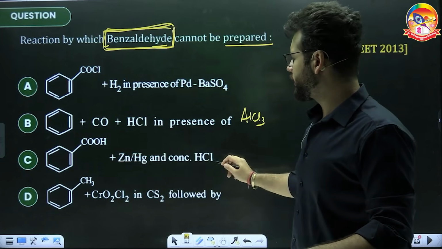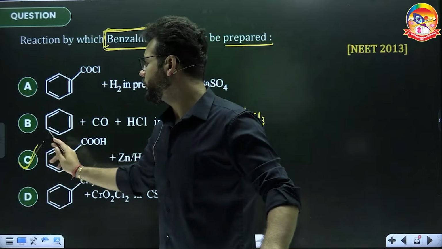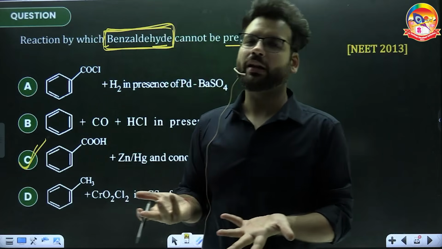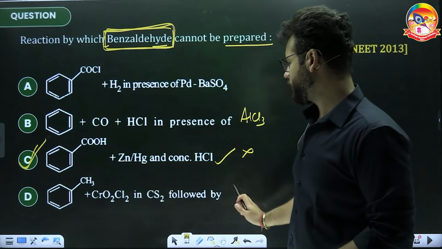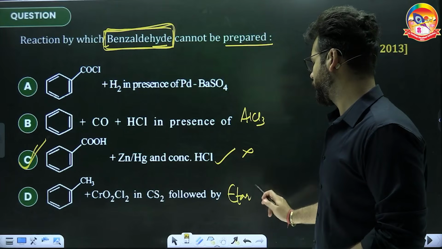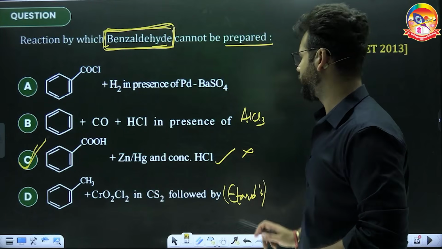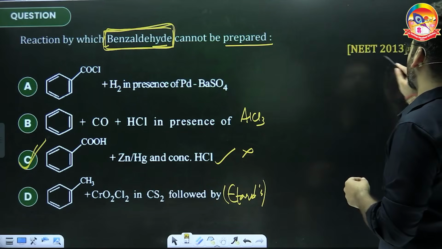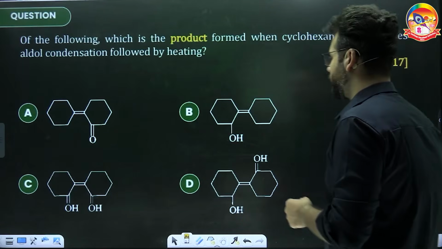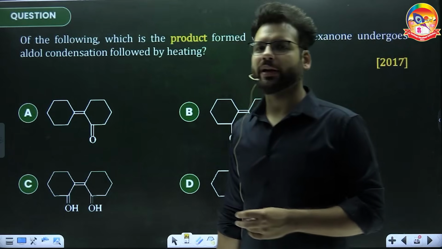Benzoic acid, Clemmensen reduction. We know that acids never react with Clemmensen, so nothing will happen here. No reaction will happen. Last one, which one? Etard reaction. Etard's reaction. Okay, so this is option C. Same questions get repeated almost year by year.